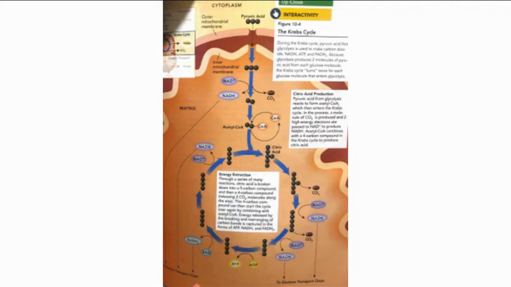So now let's look at ATP. For each turn of the cycle, a molecule of ADP is converted into ATP. Remember that glycolysis produces 2 molecules of pyruvic acid from 1 molecule of glucose, so each starting molecule of glucose results in 2 complete turns of the Krebs cycle, so we get 2 ATP molecules.